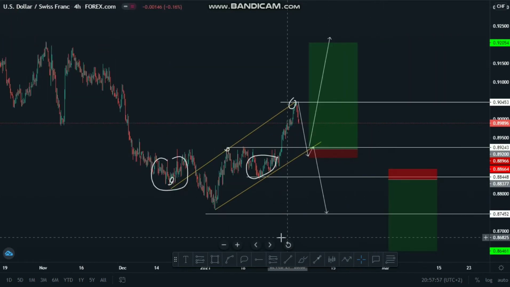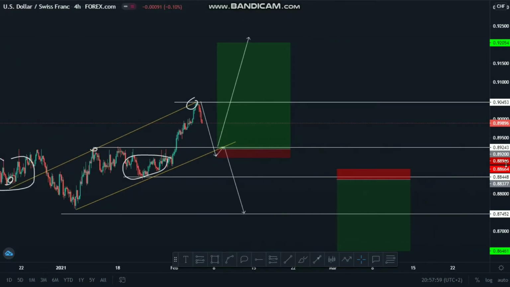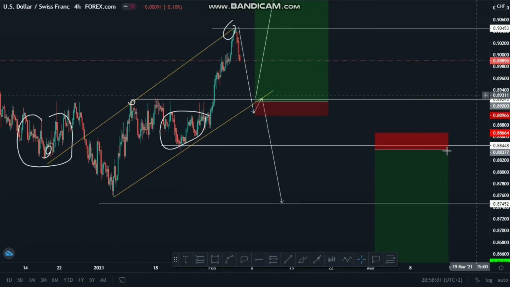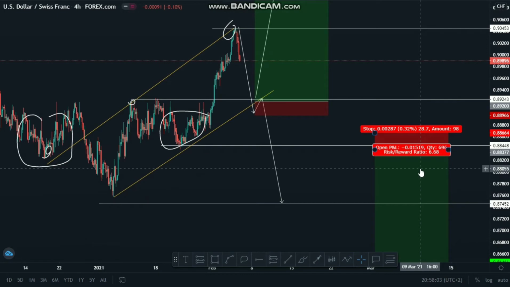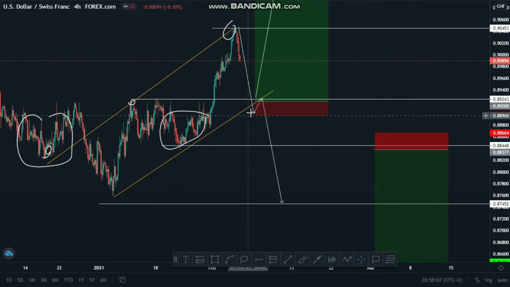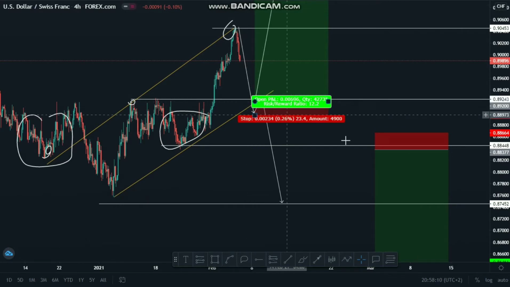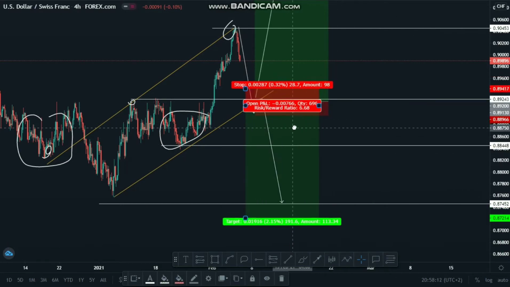Remember, ladies and gentlemen, we enter trades with confirmation. We don't just enter trades because they look like selling opportunities, they look like buying opportunities. We enter based on structure and price action. So breakout of this level, retest here, will mean us entering selling opportunities.